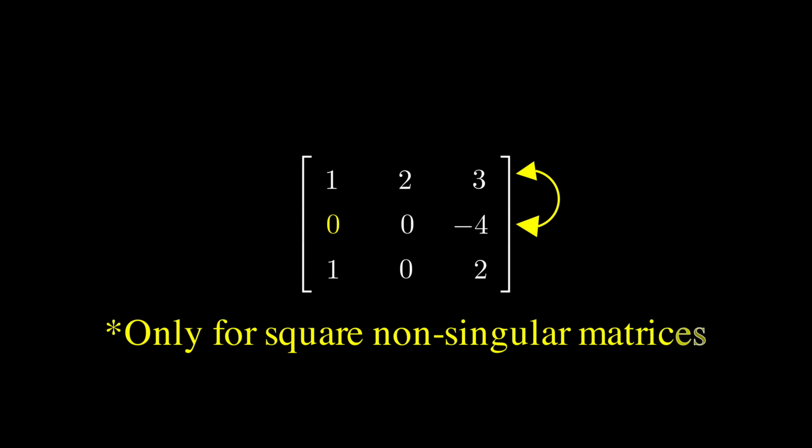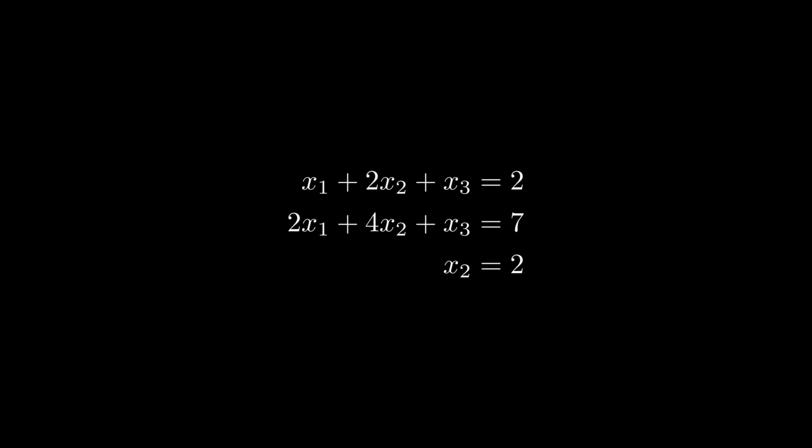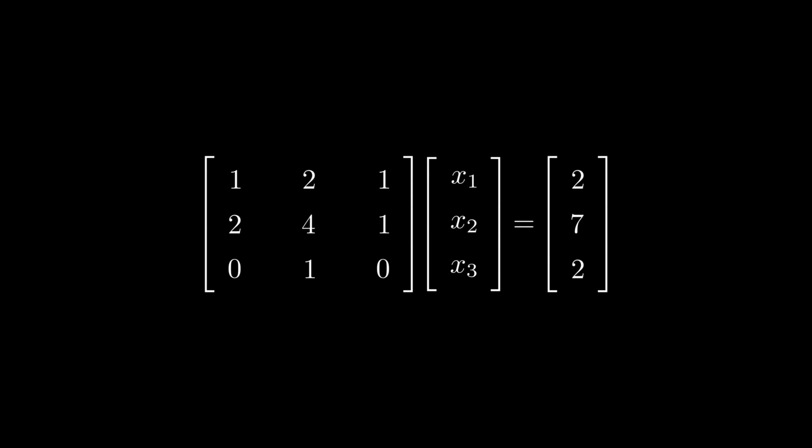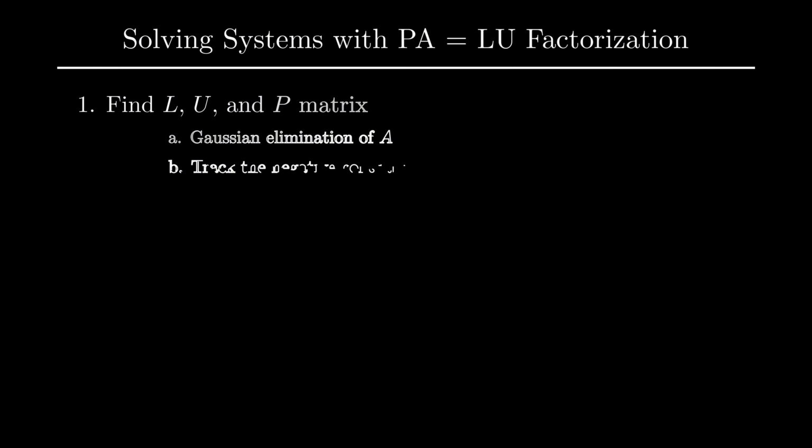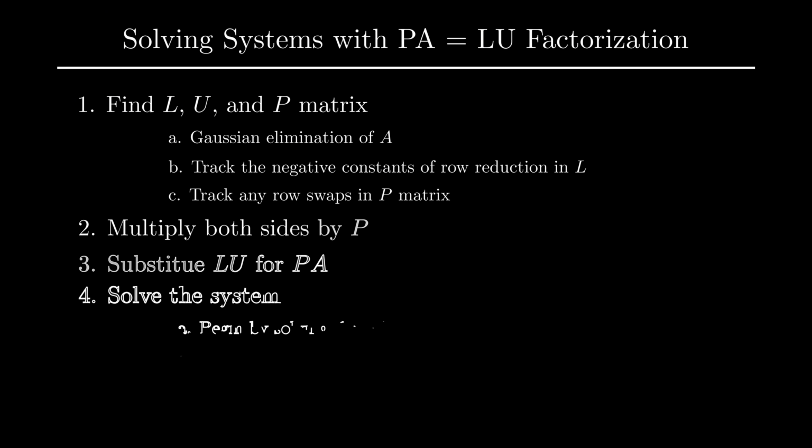Okay, let's see this process of doing a permuted LU decomposition with an example system. So consider the following linear system. We can rewrite this in matrix form like so. To solve this system with the permuted LU decomposition, these are the steps we will take, starting off by simply finding P, L, and U.